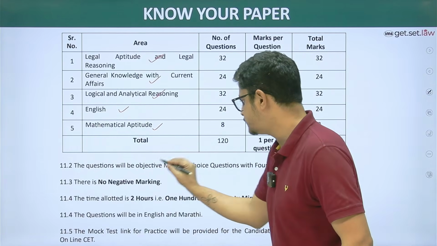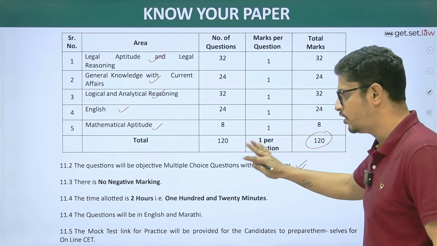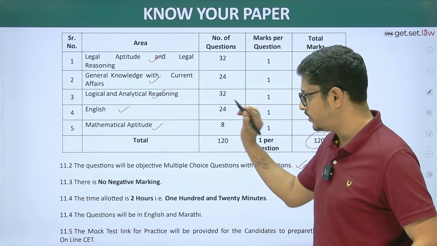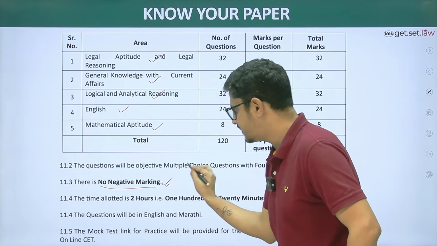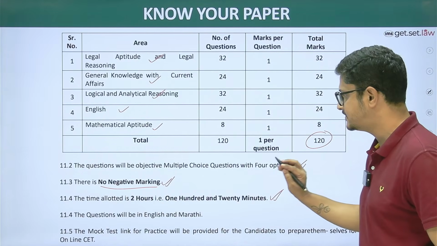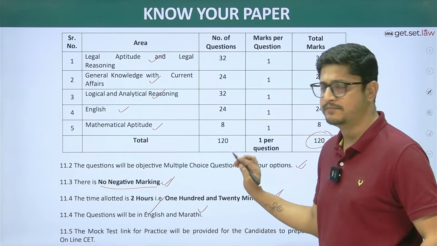So this will be an objective type paper with 4 options, not too much reading. It is an online paper. It is a no negative marking paper, 2 hours, 120 minutes. The questions will be in English and Marathi.